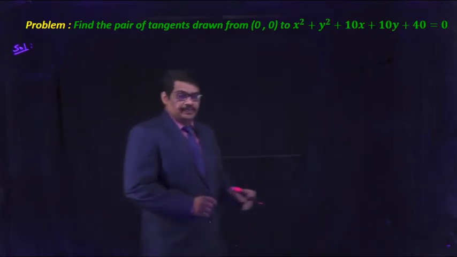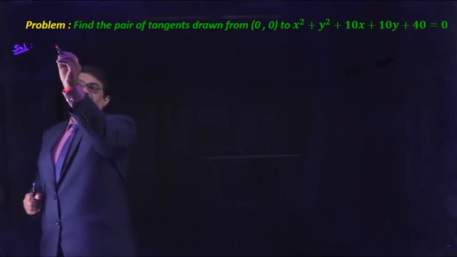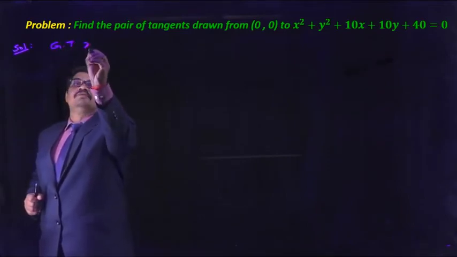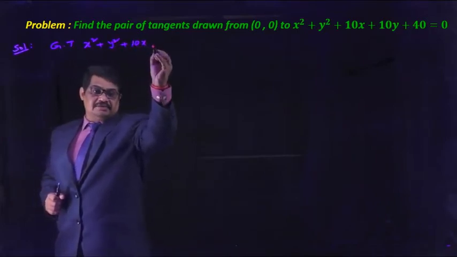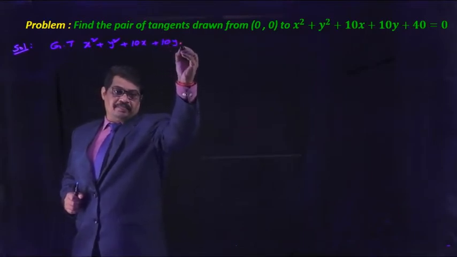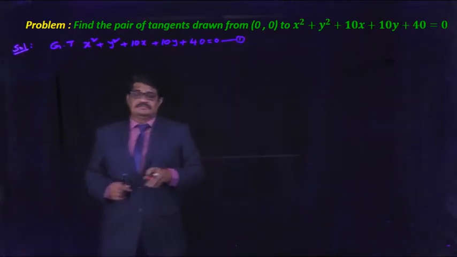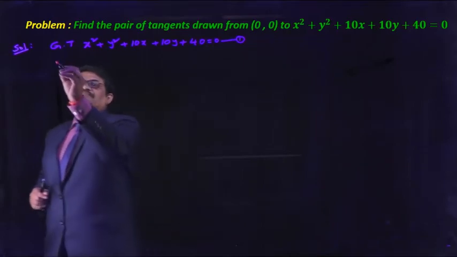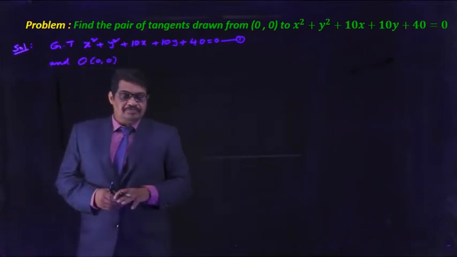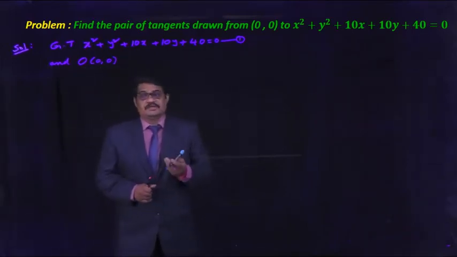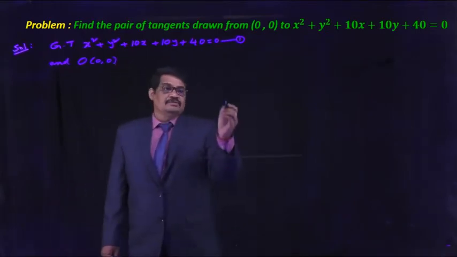What is the given circle? The given circle is x square plus y square plus 10x plus 10y plus 40 is equal to 0. This is the given circle, and the given point is the origin, that is (0, 0). Now we are writing the pair of tangents from this point, the origin, to the given circle. Look at this diagram. This is the circle.